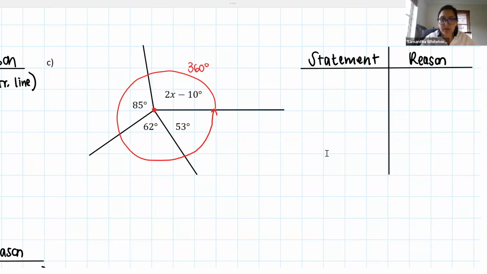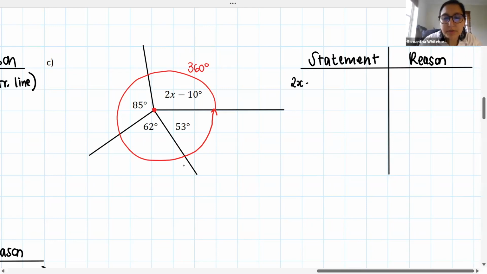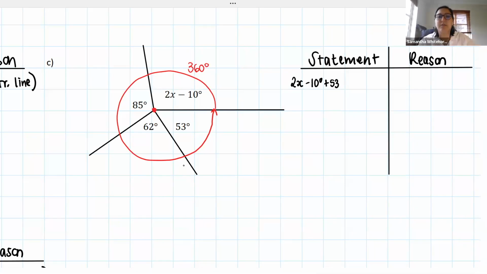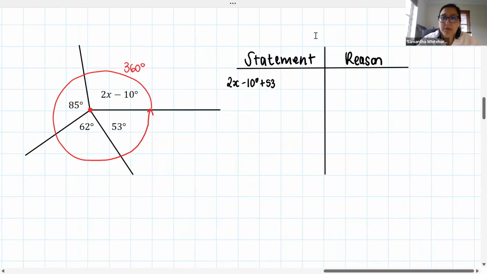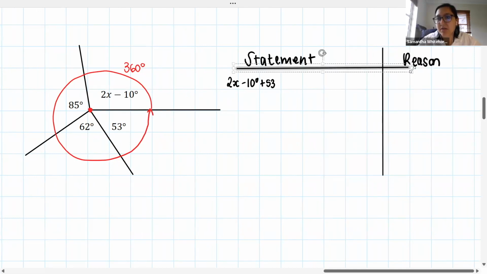Like what I'm seeing so far, guys, well done. Okay, nice guys, well done. Right, so 2x, I don't think I'm going to have enough space, but we're going to try. Minus 10 plus 53, I'm definitely not going to have enough space. Right. I always optimistically think I've given myself enough space, and then it just turns out I'm never right.